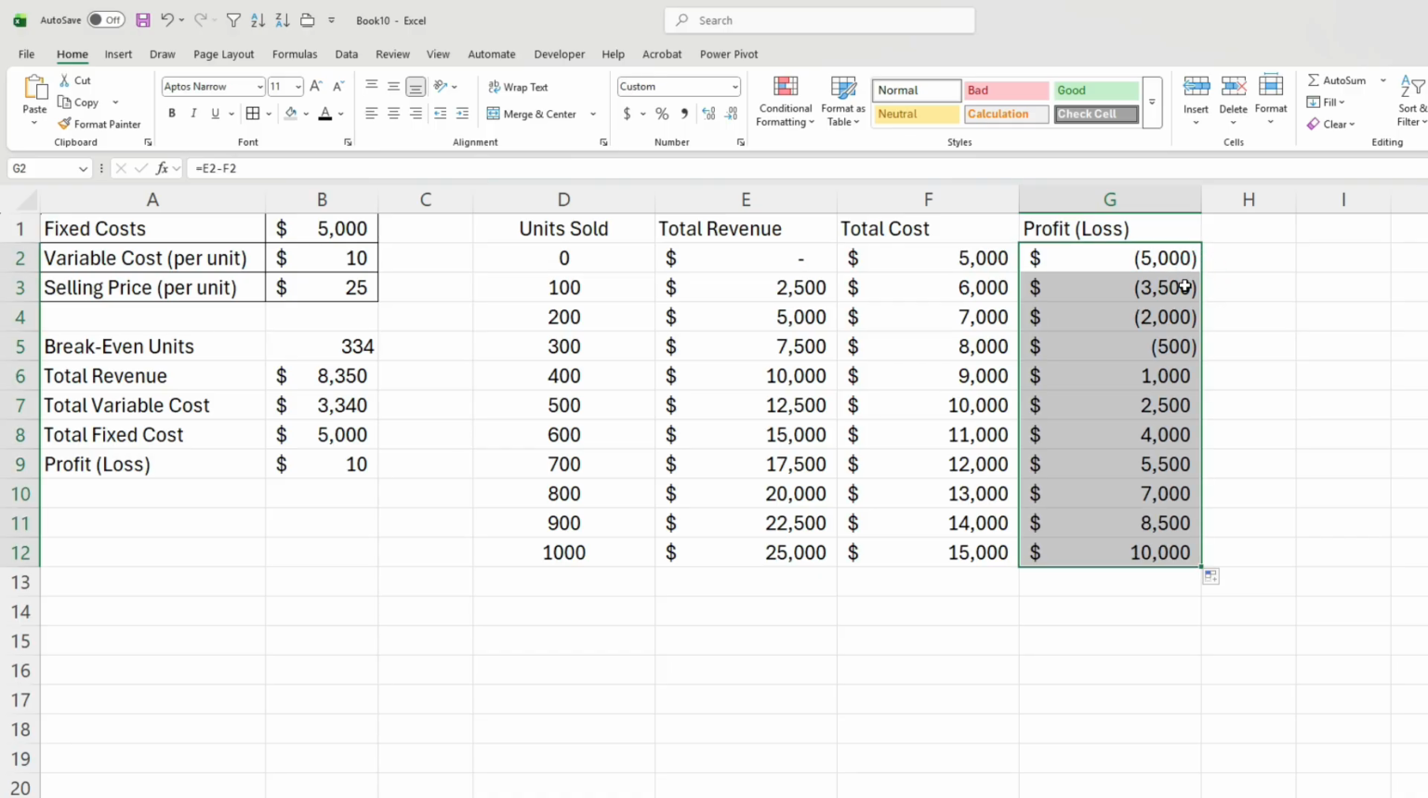So just by setting up this table, it's really easy now to see not just where I'm turning a profit, but also how large my profit can be based on these different combinations of units sold.